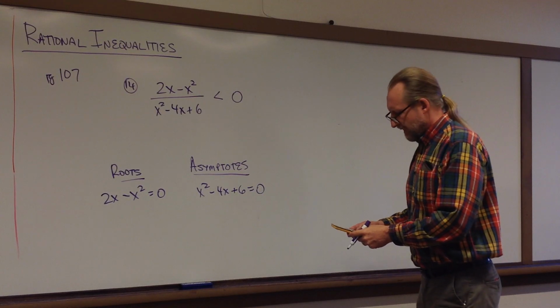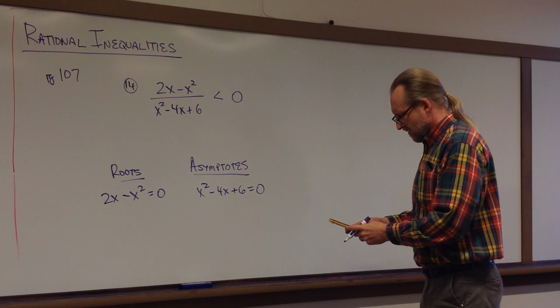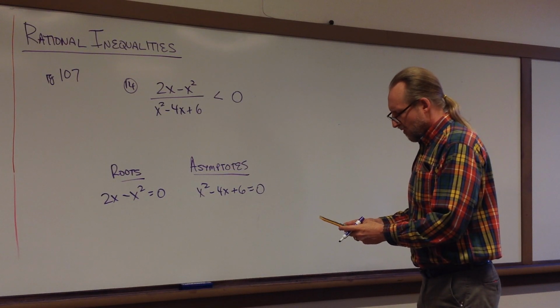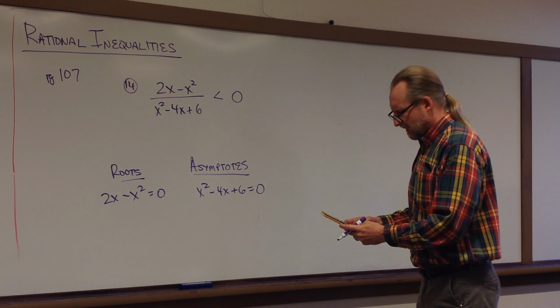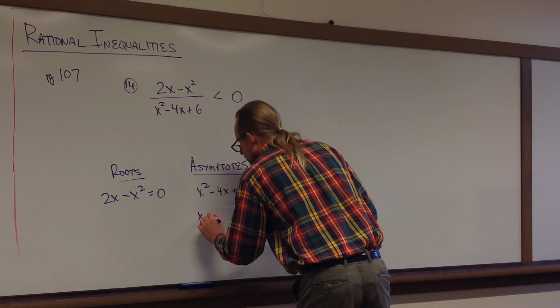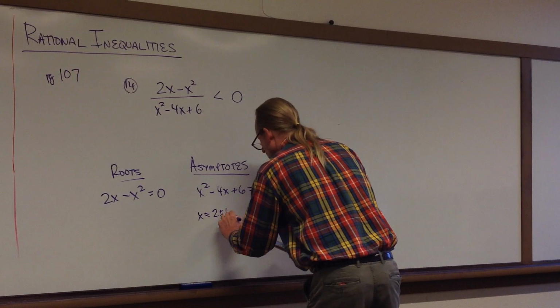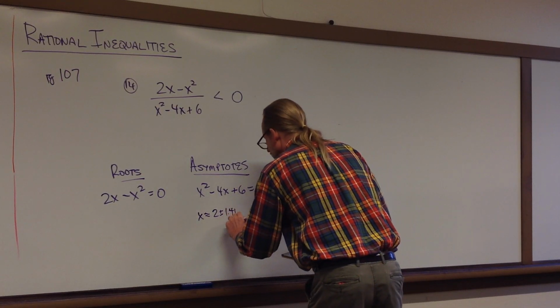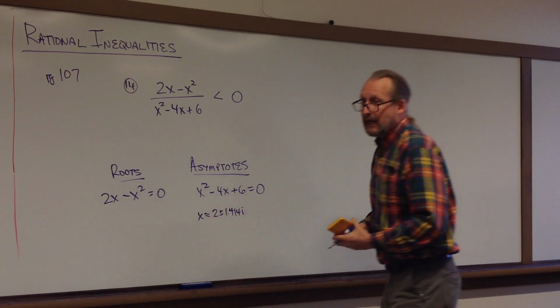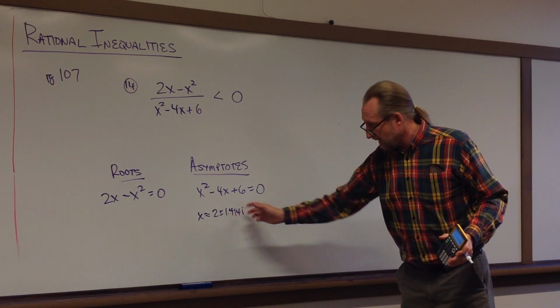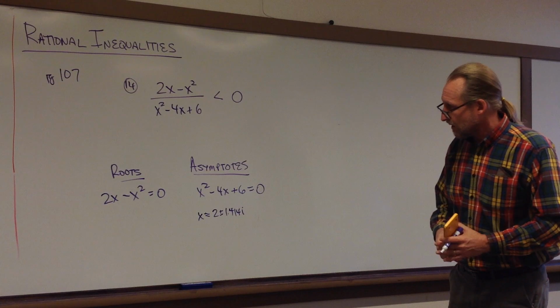For one thing, we usually can't get these off the calculator from the graph. We have to solve this. So let's see. A is 1, B is negative 4, C is 6. And what we get from this one is complex valued answers, which means that we shouldn't see any asymptotes on our graph. Okay, when I make that graph, we're not going to see any asymptotes because these x values are complex.